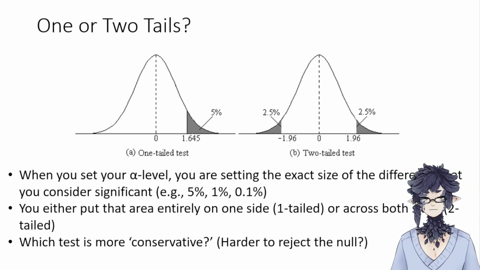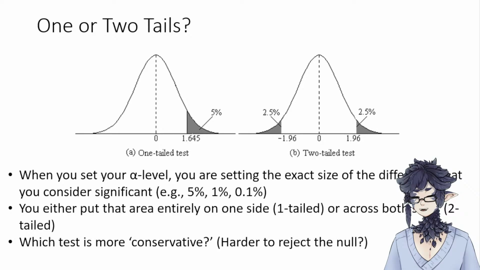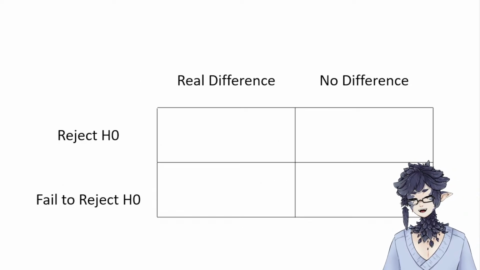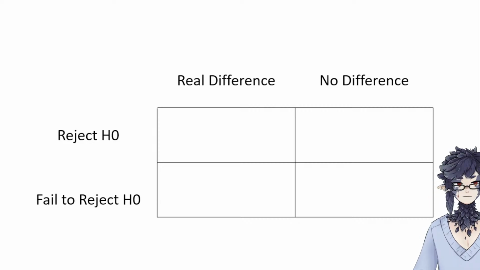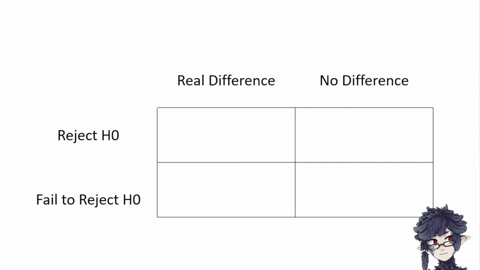So now we get to the part that is in the thumbnail and that Phi came in talking about. When you decide whether to reject or fail to reject the null, you have 4 possible outcomes.